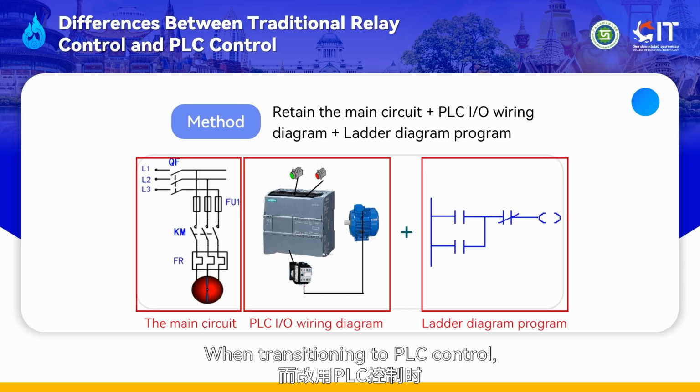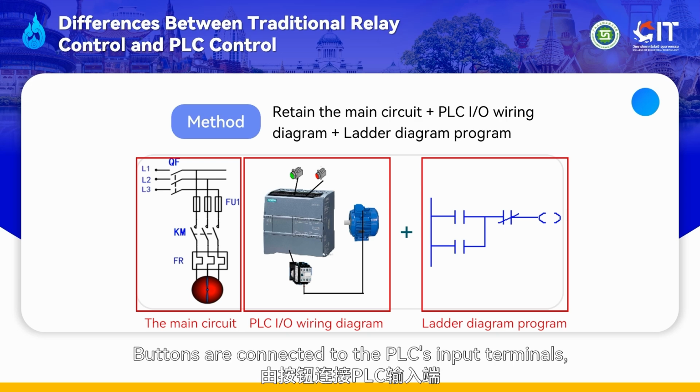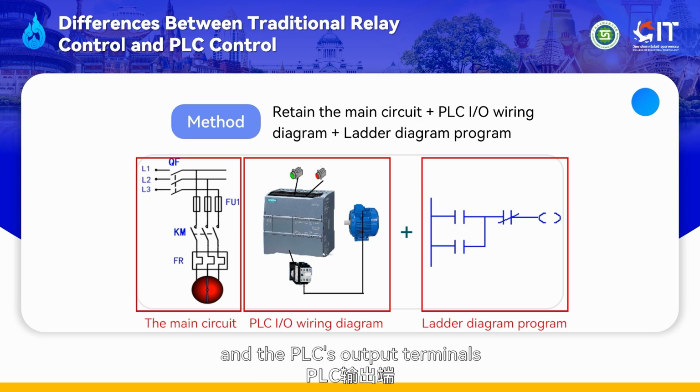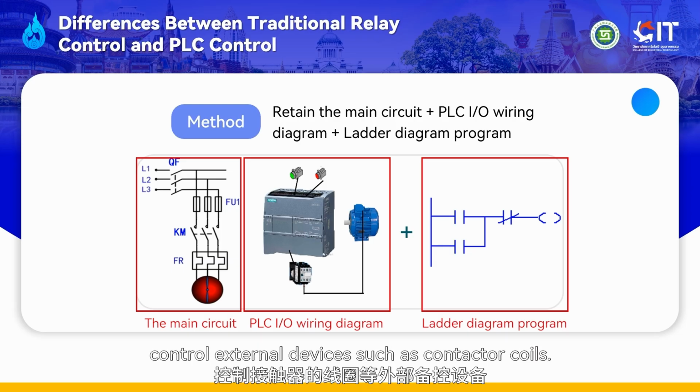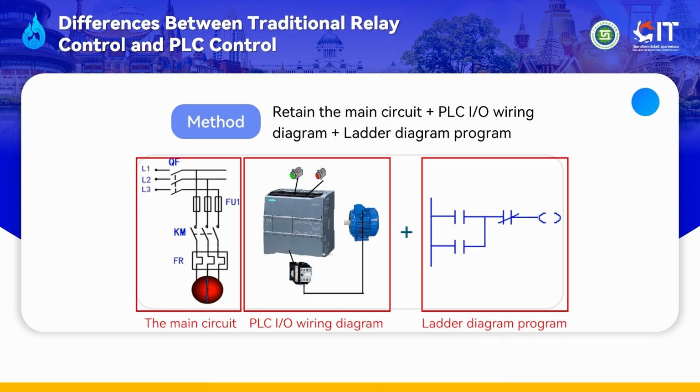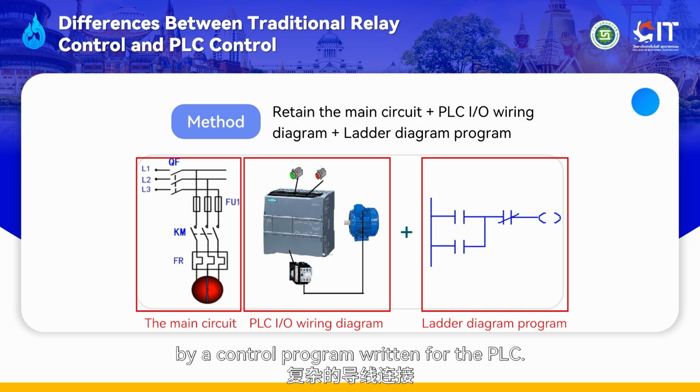When transitioning to PLC control, the main circuit remains the same, but the control circuit is reconfigured. Buttons are connected to the PLC's input terminals, and the PLC's output terminals control external devices such as contactor coils. The complex wiring of the low-voltage electrical control circuit is replaced by a control program written for the PLC.